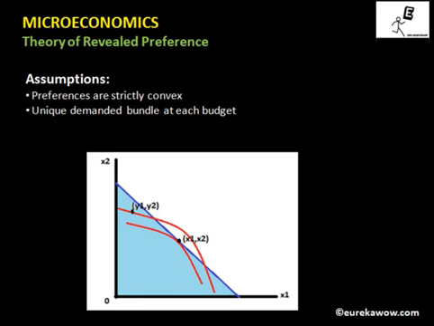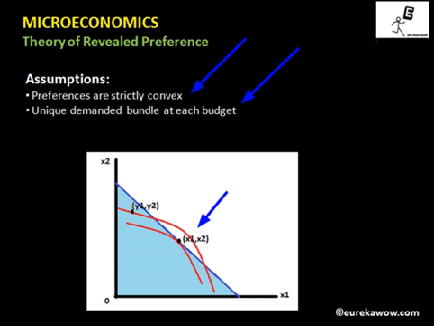Theory of revealed preference. Now, before discussing the theory of revealed preference, we will look into the two assumptions which are very important to it. First one is that the preferences are strictly convex, and second is that there is a unique bundle which is demanded at each budget. However, the second assumption is not that important to the theory of revealed preference as the first assumption.